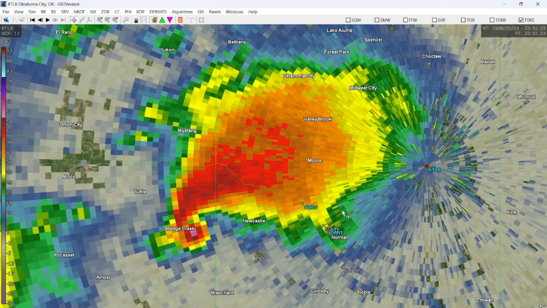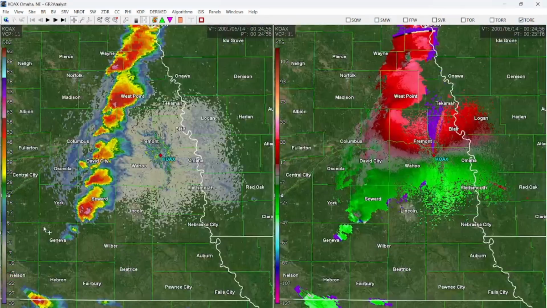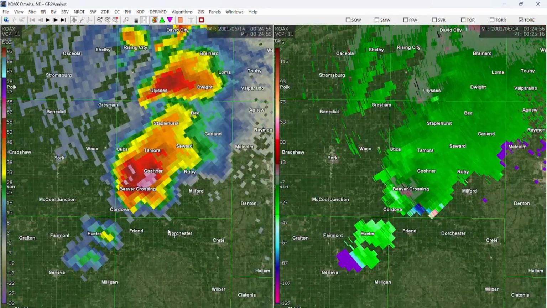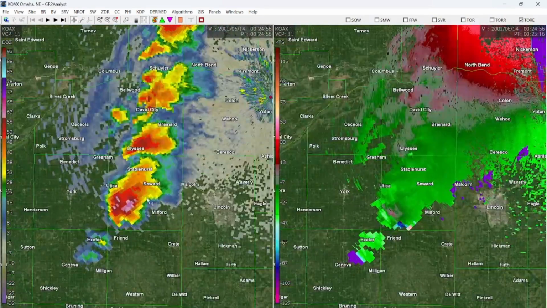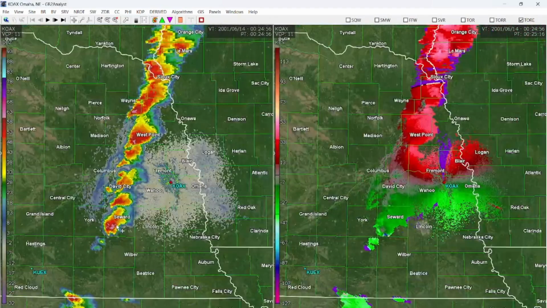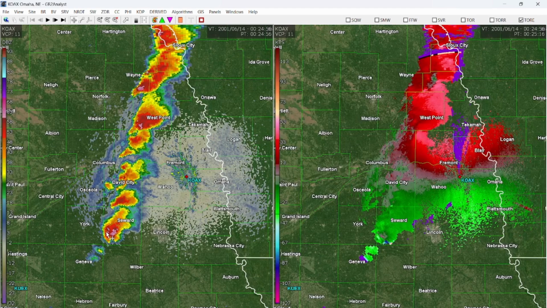But how does that apply to nudger theory? Now that we know the basics, let's go to a famous case of the nudger theory in action. June 13th, 2001 produced one of the most famous tornadoes in Nebraska history, which was a beautiful F4 that formed near the town of Seward. This is about 30 to 40 minutes before tornadogenesis.